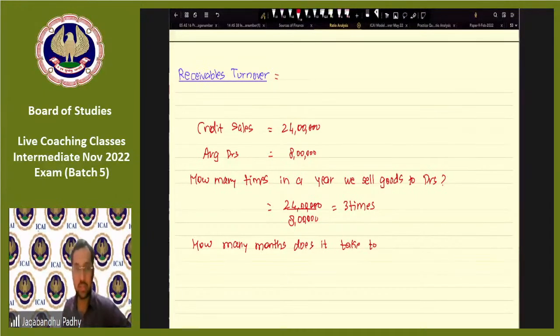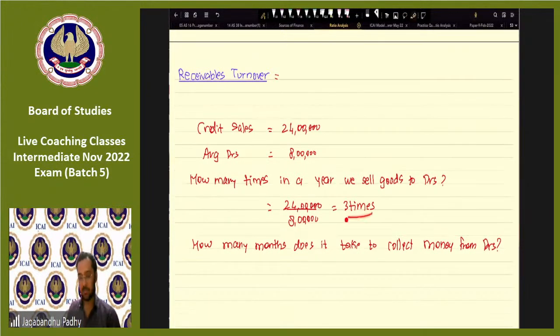How many months does it take to collect money from debtors? Tell me. If in a year you are selling 3 times, how many months do you take to collect money from the debtors? In a year you are selling 3 times. What is the duration that you take to collect money from debtors?